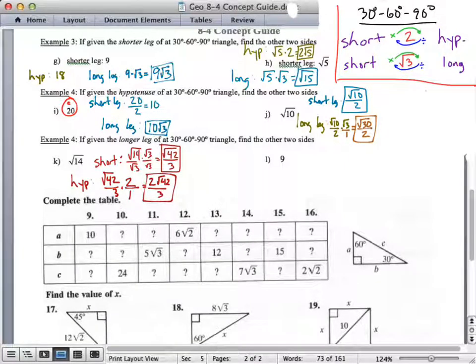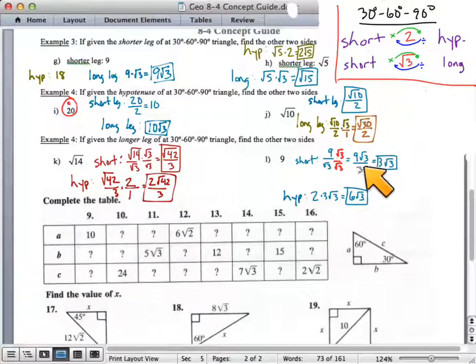The next one is going to look a lot prettier. If the long leg is 9, to go from the long leg to the short leg, we divide. Long to short, we divide by the magic number square root of 3. So 9 divided by square root of 3, times square root of 3 over square root of 3, becomes 9 square root of 3 over 3. That reduces to 3 square root of 3. For the hypotenuse, we take that short leg, which is now 3 square root of 3, and multiply by 2, and we get 6 square root of 3. Once you go from the short leg to the hypotenuse, you multiply by 2.